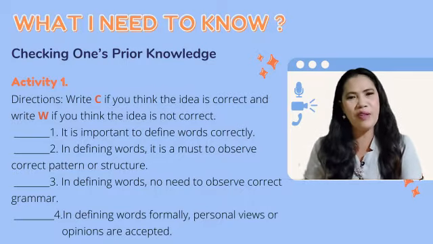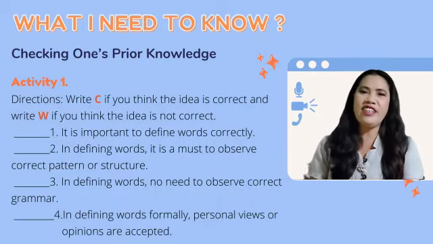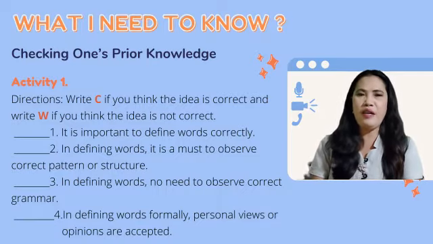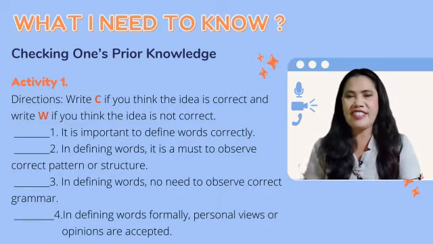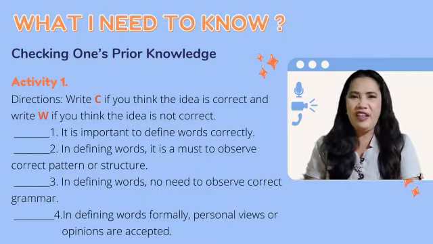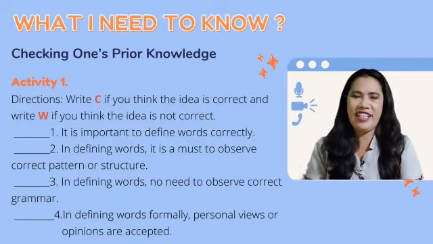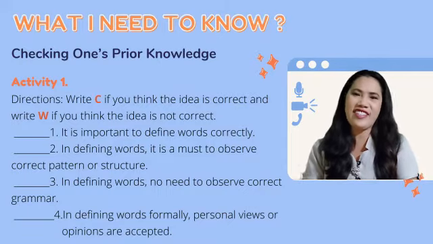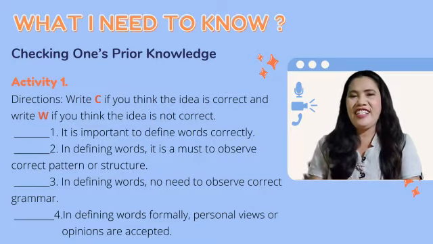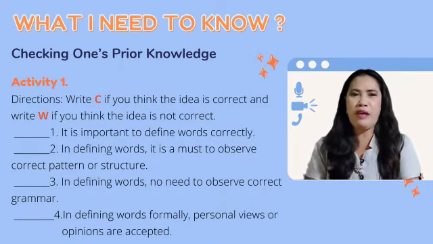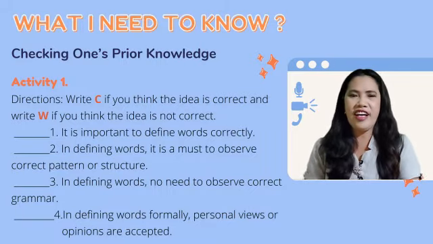How about for number 3? Any volunteer from the class? Okay, thank you for the correct answer. That is wrong, definitely. In defining words, we really need to observe correct grammar. So number 3 is wrong. Let's move now to number 4.